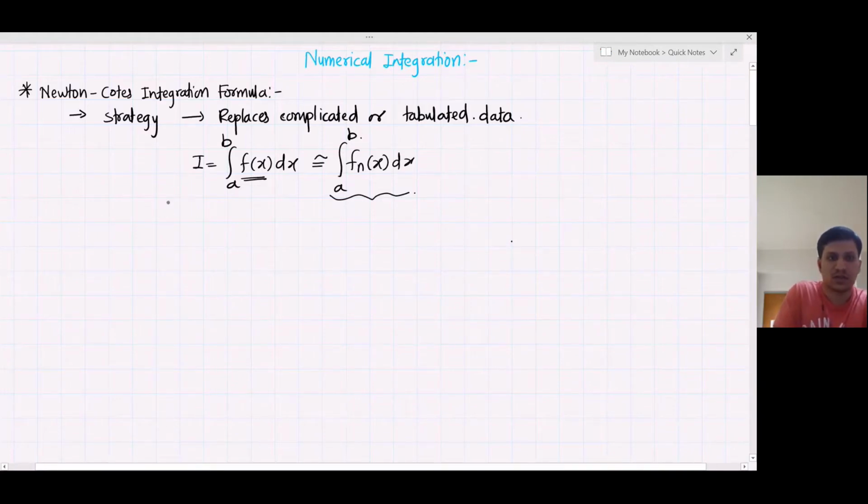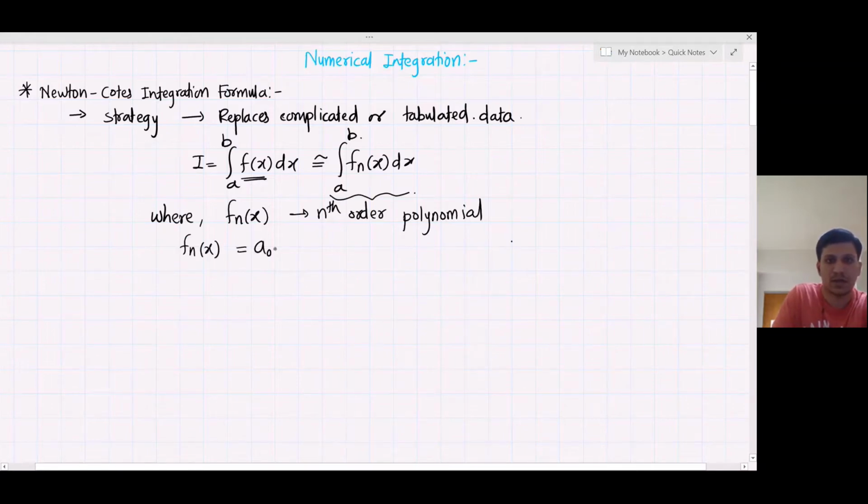So this is where fn of x is an nth order polynomial, and we can write fn of x equal to a naught plus a1 x plus a2 x square plus and so on up to an into x raised to n. So we can replace that complicated function with the polynomial and perform the integration.